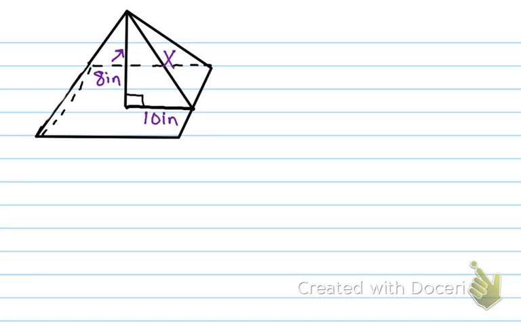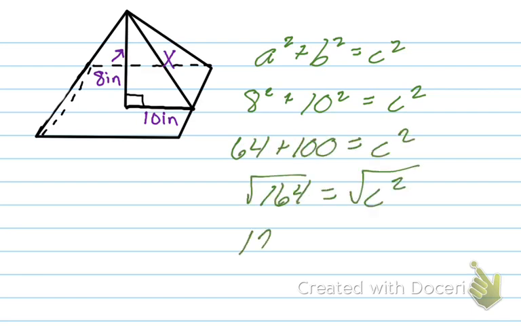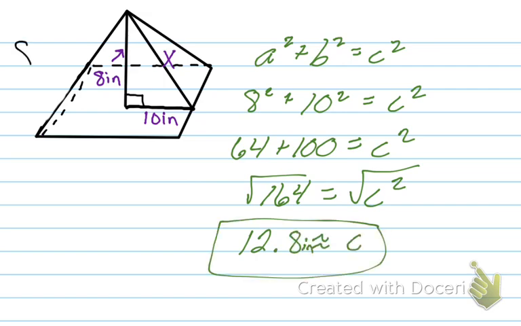It's good enough that you should know what to do to solve. So let's go ahead and solve this problem. You have 2 of these on your final exam. All right, a squared plus b squared equals c squared. Plug in your numbers. The square root of 164 is not an even square root, so we're going to round to the nearest tenth. And 12.8 inches equals c.